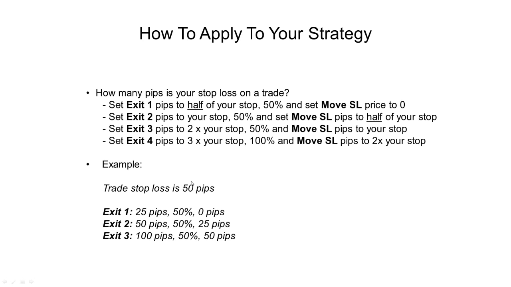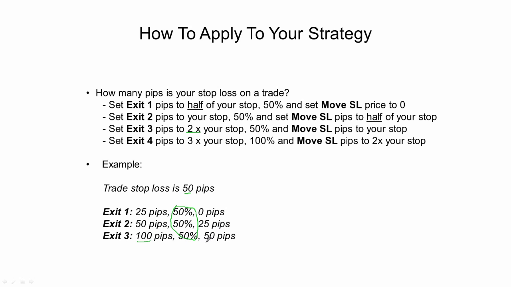Exit 3, we're going 2 times your stop. You see that? Just 2 times your stop is 100 pips, 50%, and like I say, you can change these up however you want. You might only want to take out a quarter of it or take out more of it initially. You can tweak those how you'd like. This is just one strategy I found to work with a lot of different people's systems, but you can tweak it however you need.